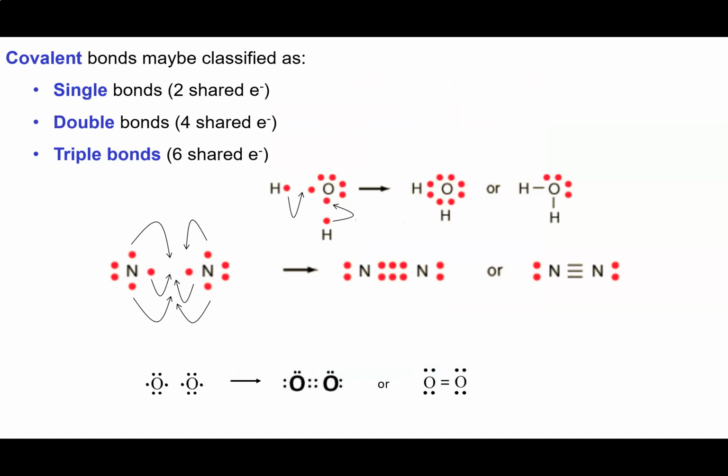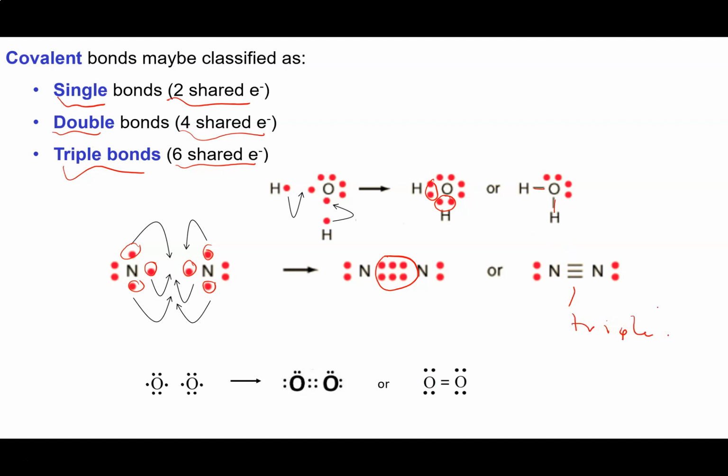Now, we've already talked about single bonds. They are 2 shared electrons. You guessed it, if we share 4 electrons, we get what we call a double bond, and if we share 6 electrons, we get what we call a triple bond. So in water, we see 2 electrons being shared between the hydrogen and oxygen atoms, and they are single bonds. But if we go to something like dinitrogen, so 2 nitrogen atoms come together, and they're going to share a total of 6 electrons, that is 3 pairs of electrons, so that's going to give me what we call a triple bond.